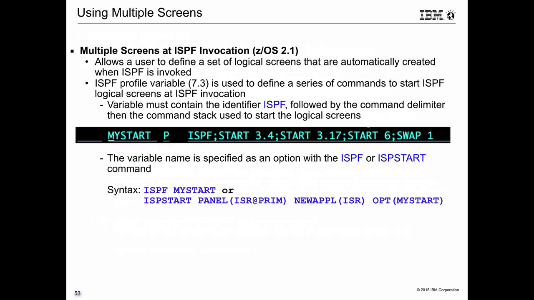So how do I get there? When I invoke ISPF, I specify the name of that variable that I created. I created this variable using 7.3, and now whenever I come into ISPF, if I say ISPF myStart, I get started with just this set of panels open.